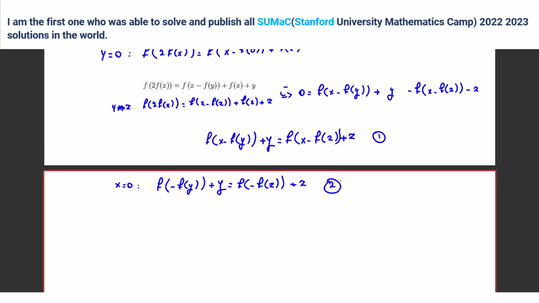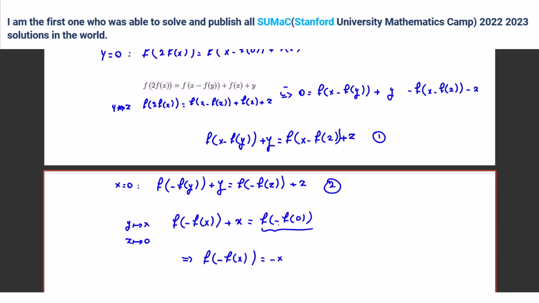Again, here we have two variables. Let's write, for example, in terms of y and x. So it would be f of negative f of x, for example, plus x. And let's change z to 0. So it is equal to f of negative f of 0, right? So here we've concluded f of negative f of x is equal to negative x plus this one. Do you agree this value is a constant? So we can consider it c, negative x plus c, right? So it is our third result.